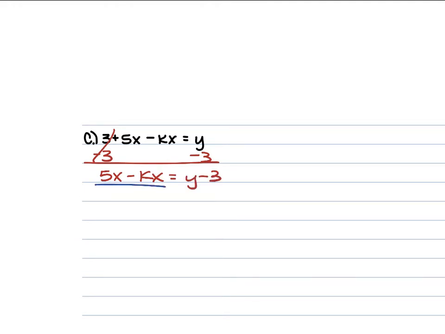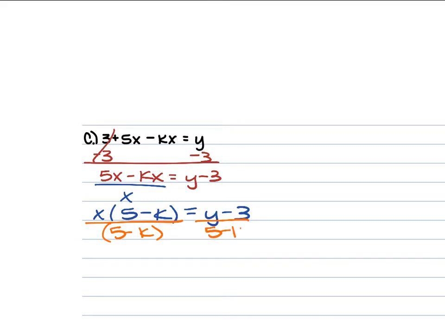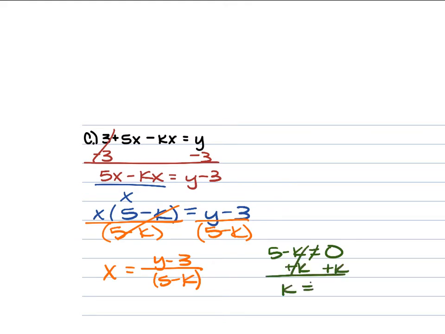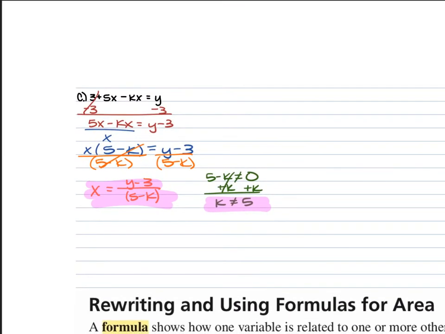From here, we are just going to divide out an x to get x times 5 minus k is equal to y minus 3. And then divide by that 5 minus k on each side. So x is equal to y minus 3 over 5 minus k. And again, we're going to take that 5 minus k, since it's in the denominator, set it not equal to 0, and then solve for k. So we are going to move that k over by adding it to both sides, so k cannot equal 5. So again, you have that x is equal to y minus 3 over 5 minus k, and k cannot equal 5.